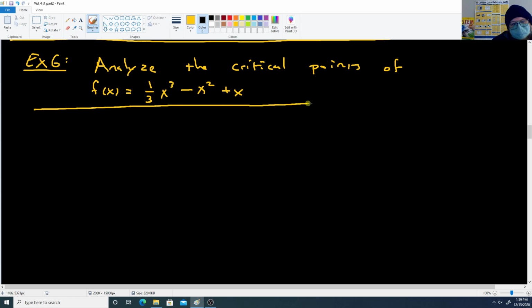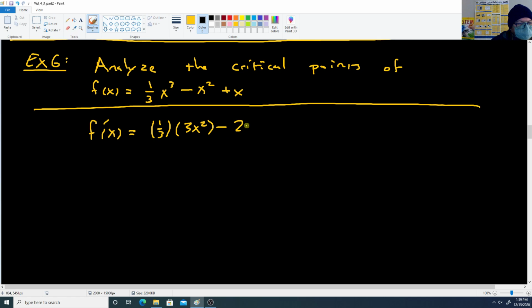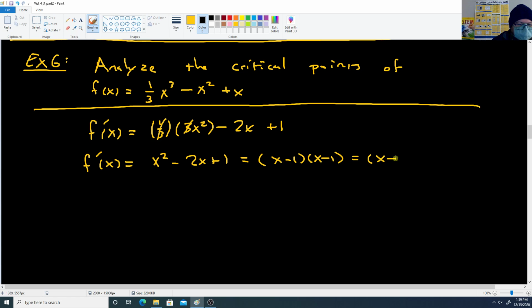Okay, so since it's asking us to analyze the critical points, in our book that means figure out if they're local max or mins or if they're something else. So we're going to look at the first derivative so we can figure out the critical points. We get 1/3 times 3x squared minus 2x plus 1, which, that can cancel. x squared minus 2x plus 1, which is x minus 1 times x minus 1, which is x minus 1 squared.